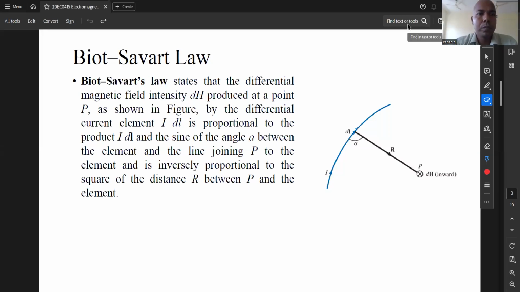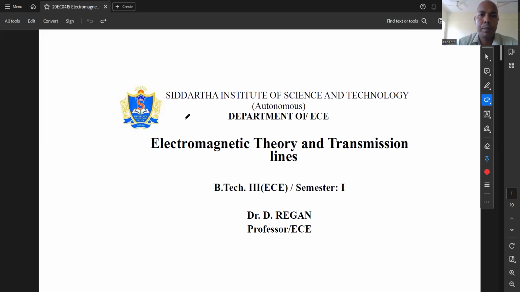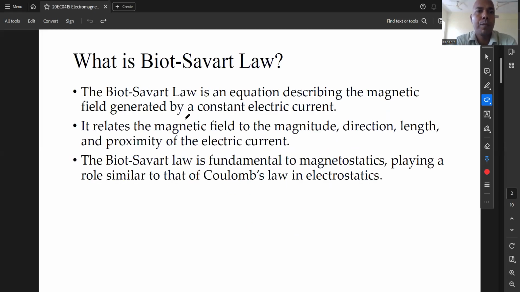Hello. In this session, we will see basic laws in magnetostatics. Today, what we cover is the Biot-Savart law. First, we'll see what the Biot-Savart law is.